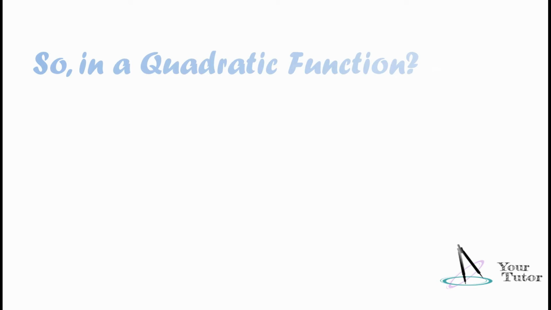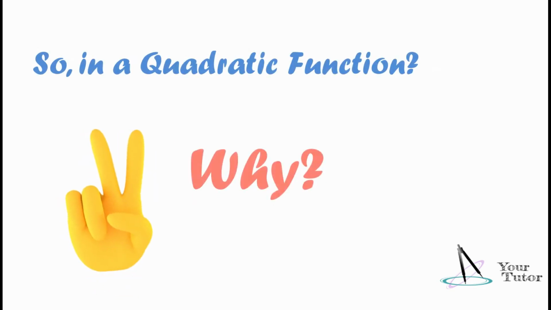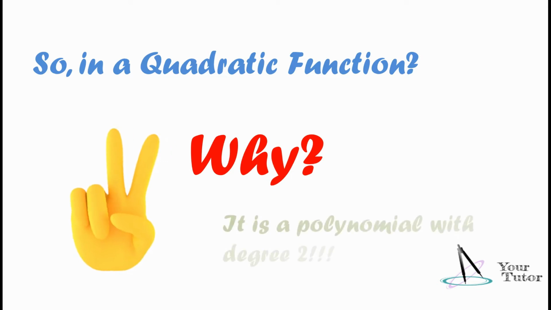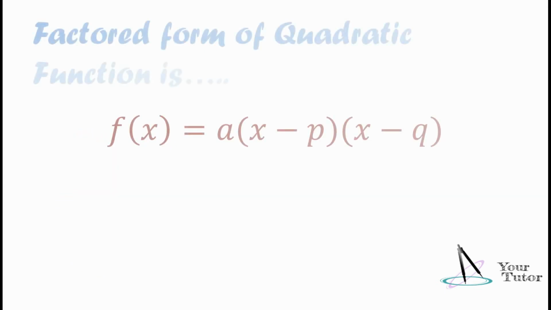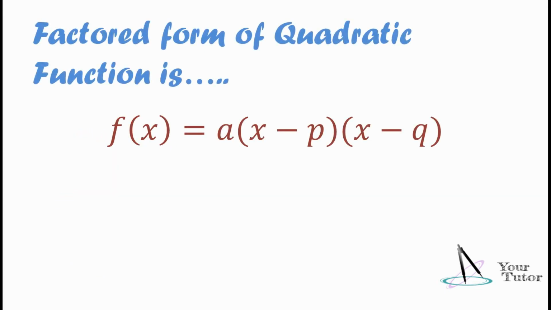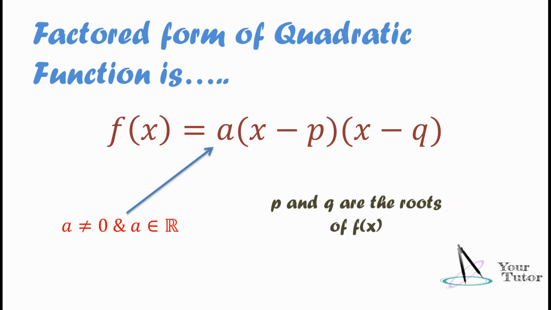Then what about the solutions for a quadratic function? It is 2. Why? It is a degree 2 polynomial. The factored form of a quadratic function is this. a will have the same condition. p and q are the two solutions. Here we call them roots of this function.